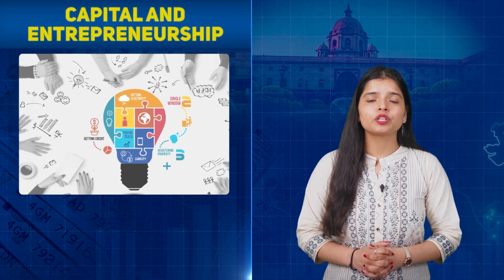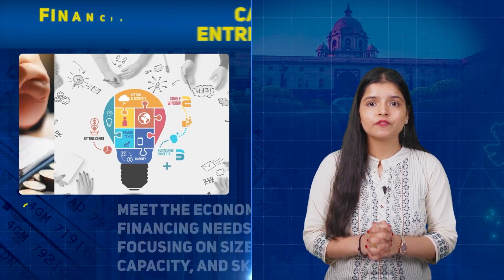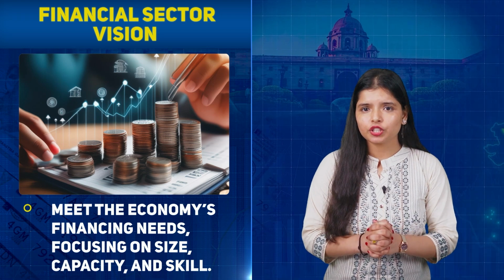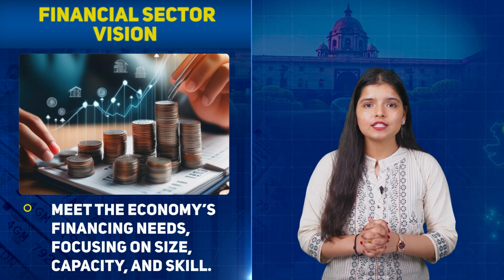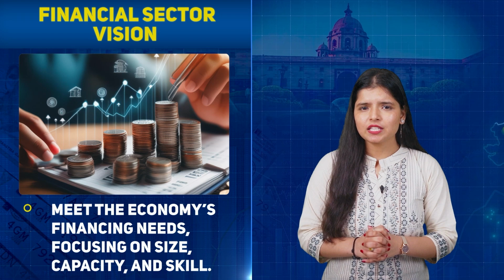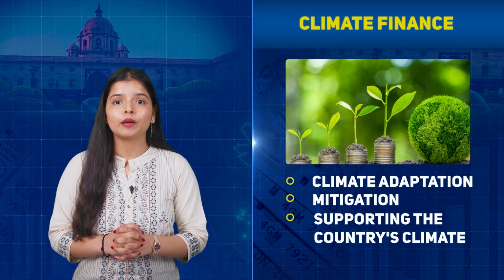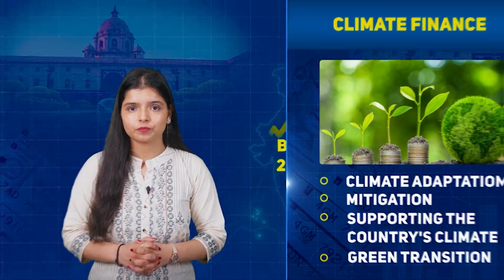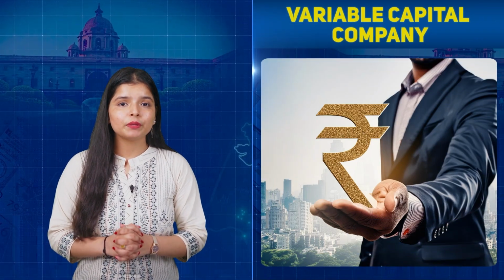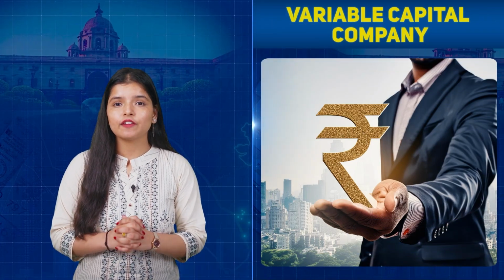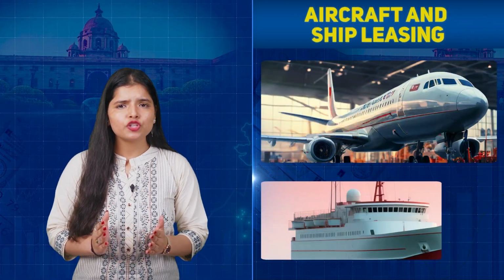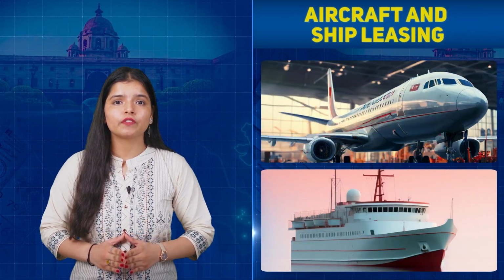Capital and entrepreneurship reforms will be driven by a comprehensive financial sector vision and strategy document to meet the economy's financing needs, focusing on size, capacity, and skill. The taxonomy for climate finance will increase capital availability for climate adaptation and mitigation, supporting the country's climate commitments and green transition. Legislative approval for a variable capital company structure will facilitate efficient financing for aircraft and ship leasing and pooled private equity funds through a variable company structure.